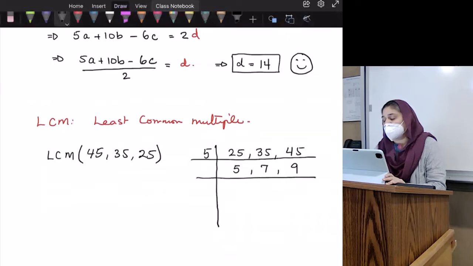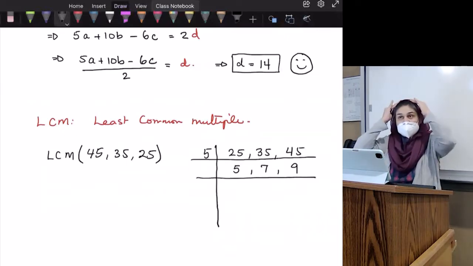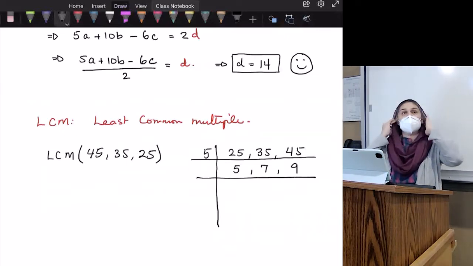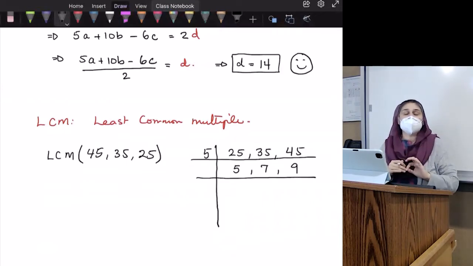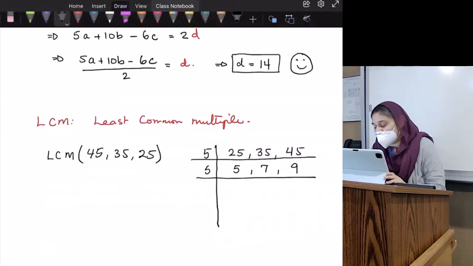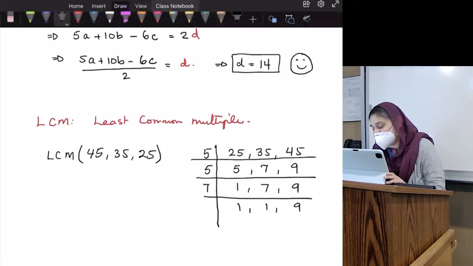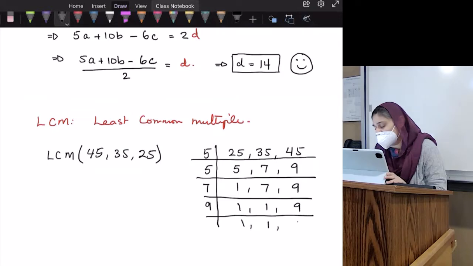Next step. Can they be divided on each? Is there any number that can divide on all three now? Nope. So then you'll just write 5, 1, 7, 9. Then you'll do 7, 1, 1, 9. Then you'll just do 9, 1, 1, 1.